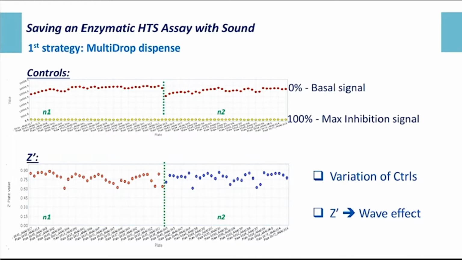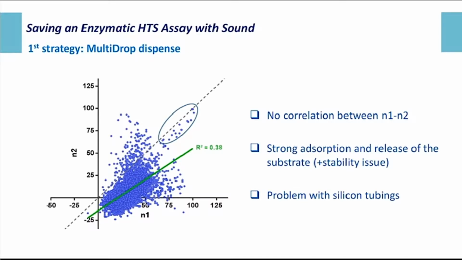Now if we look at the correlation between the 2 N, we can easily see there is no correlation between N1 and N2, even if some very potent compounds seem to correlate. We tried to explain those results, and especially the absence of correlation. It appears that we had some strong problems with the substrate. We got a big problem of adsorption in the silicon tubing system, and also some problem of stability of the non-fluorescent form of the substrate, which is able to cleave by itself.